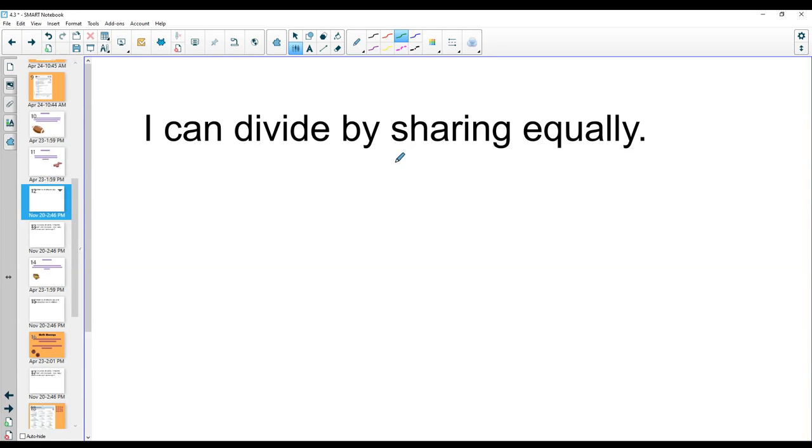Hi, third graders. We are doing math today. You'll need your math journal. And our learning target is: I can divide by sharing equally.